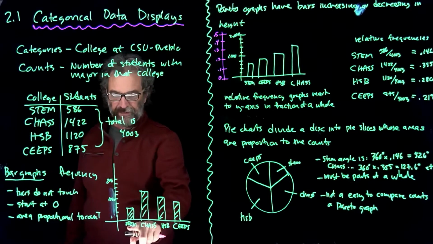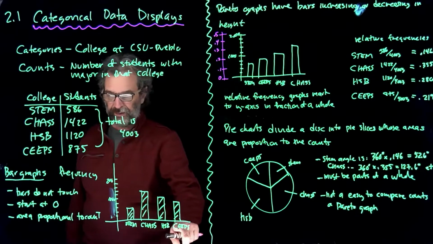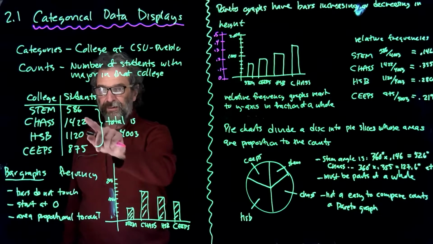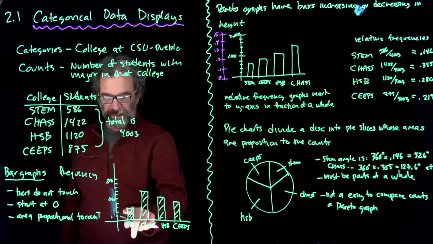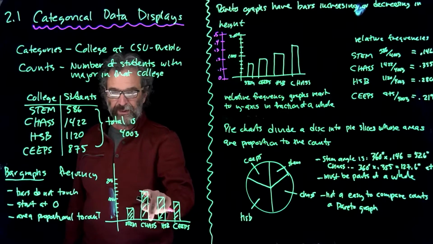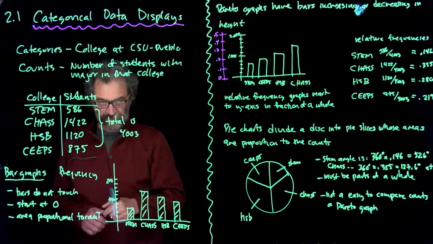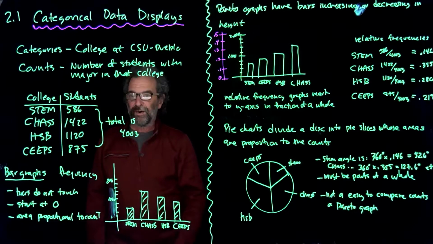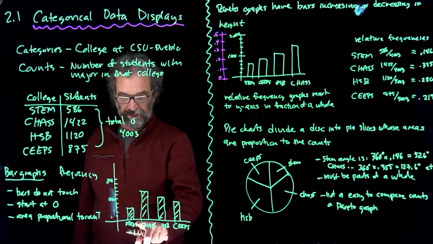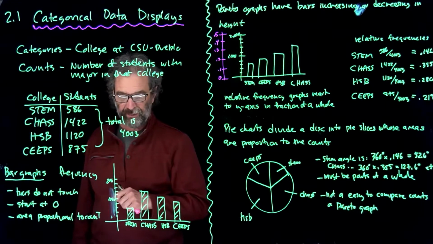So above each of the names here, in whatever order you like, there's no natural order to colleges, we make a bar whose height is the count. So above the bar here, it's going to be 586. So this bar is 586 tall. And this one is 1422 tall, 1120, 875. And so the key features of a bar graph of frequencies is the bars don't touch ordinarily, because that's to distinguish this type of graph from other types of graphs where the bars do touch.